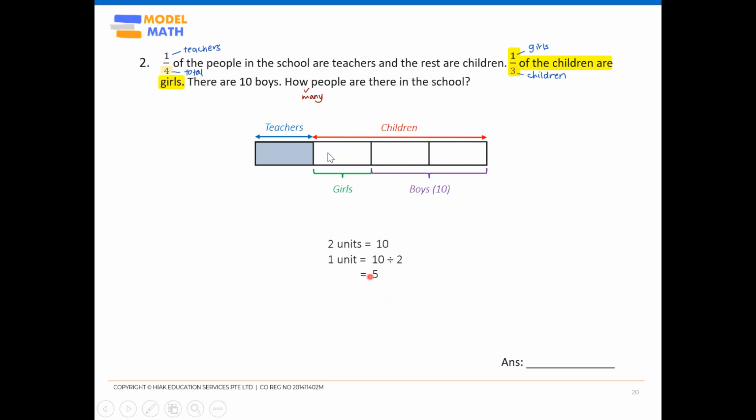Once you found 1 unit's value, read back the final question. How many people are there in the school? People represents everyone, so everyone will be 1, 2, 3, 4 units. So we're going to find the value of 4 units. 4 times 5 will be 20 people altogether.